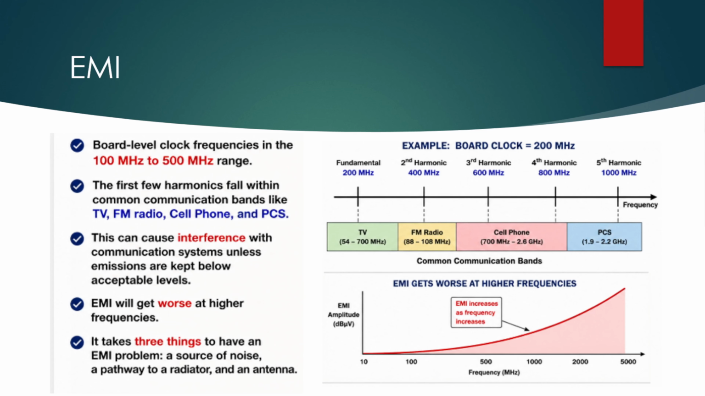With board level clock frequencies in the 100 to 500 megahertz range, or simply in the megahertz range, the first few harmonics are within the common communication bands like TV, FM radio, cell phone, etc. This means there is a very real possibility of electronic products interfering with our communication unless the electromagnetic radiations are kept below acceptable levels.